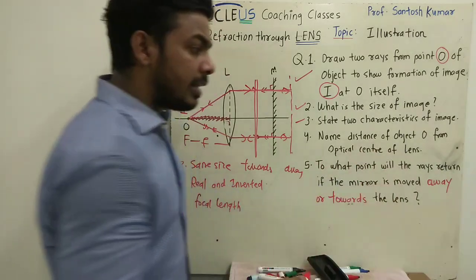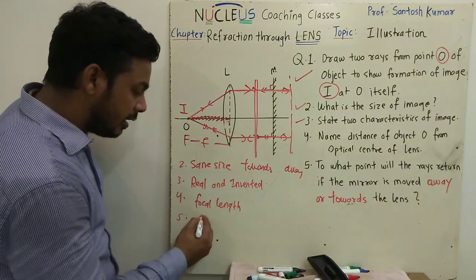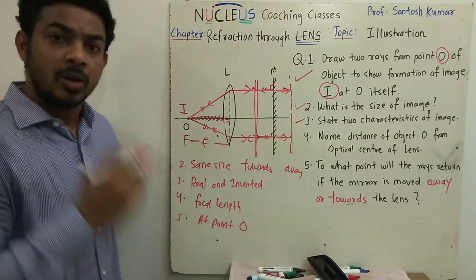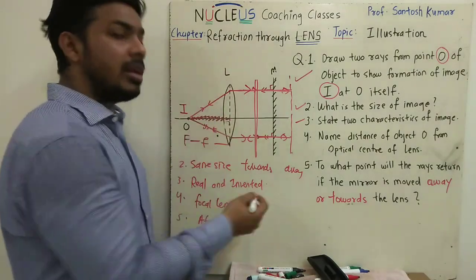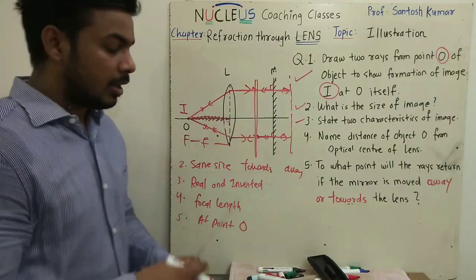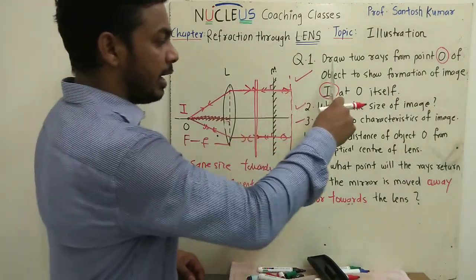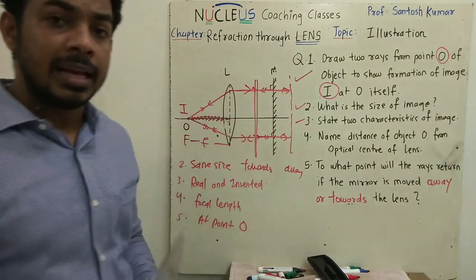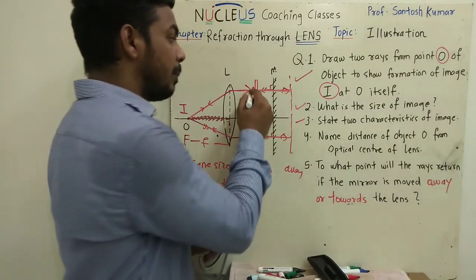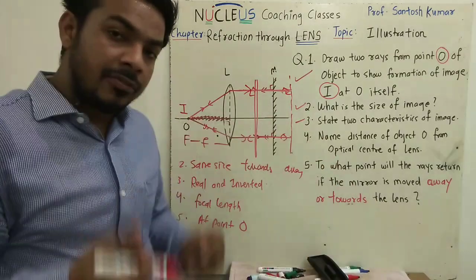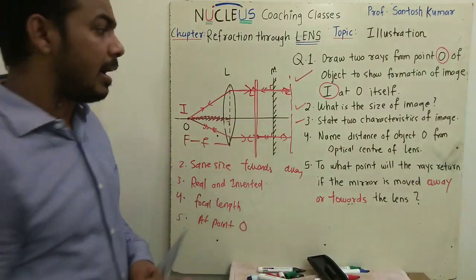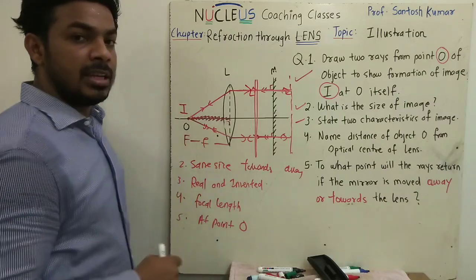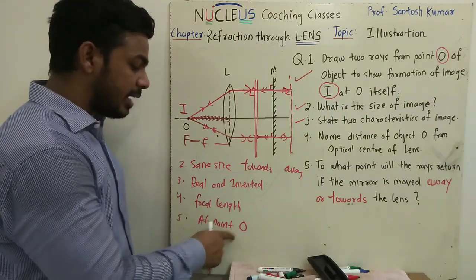So to what point will the rays return? The rays will return to point O itself, because the rays are still traveling parallel to the principal axis. So even though the mirror is moved away or towards the lens, the rays are still traveling parallel to the principal axis and still hitting perpendicular to the mirror. So they will retrace along the same path, and by the principle of reversibility of light, the image will form at O. That means the rays will meet at point O itself.